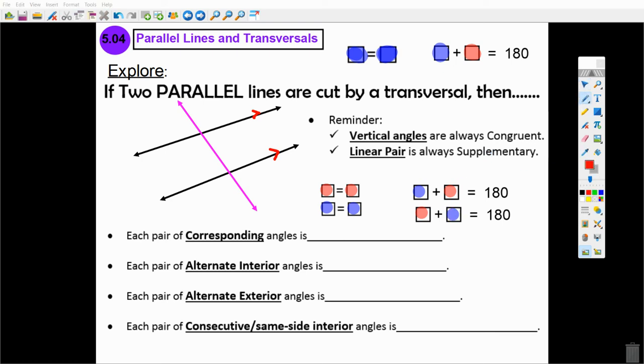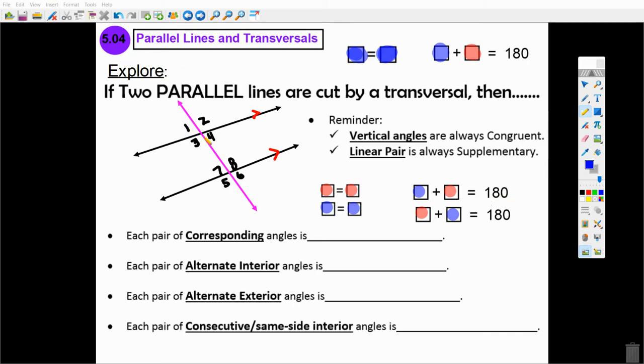So what I'm going to do right now is write down some angles here because it says each pair of corresponding angles is, and then we're going to figure that out. So again, here we can write anything we want, however we want to. I'm going to go ahead and put 1, 2, 3, 4, 5, 6, 7, and 8. So remember that two lines cut by a transversal creates 8 angles. And I'm going to go ahead and color these in.